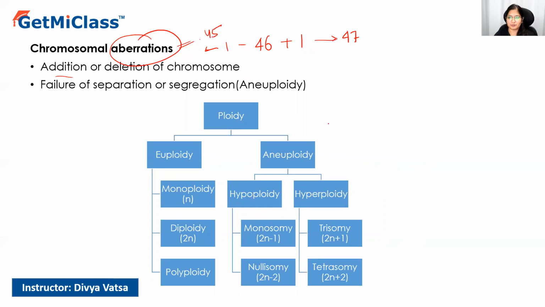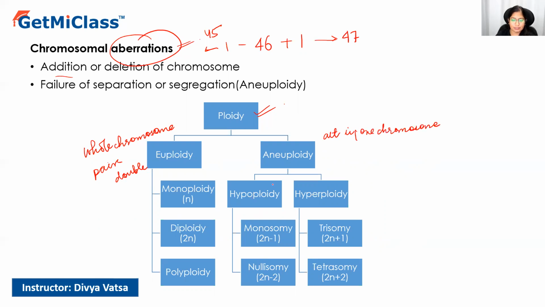So addition or deletion of a chromosome can take place, duplication of the whole chromosome pair can take place, or failure of separation, because of the segregation, aneuploidy. So basically, ploidy would be the chromosomal aberrations. It could be of two types, euploidy or aneuploidy. In the case of euploidy, the whole chromosome pair is doubling, or they are not able to segregate. In aneuploidy, there could be change or alteration in only one chromosome.